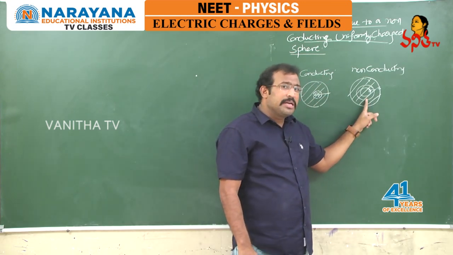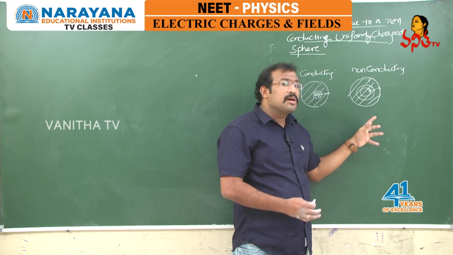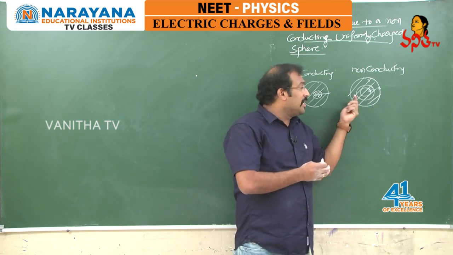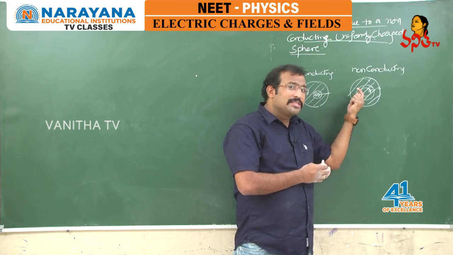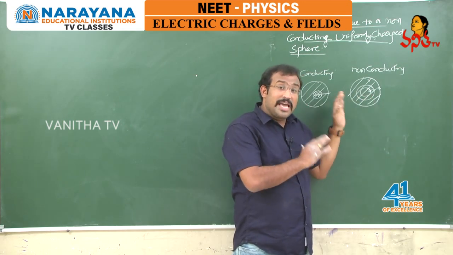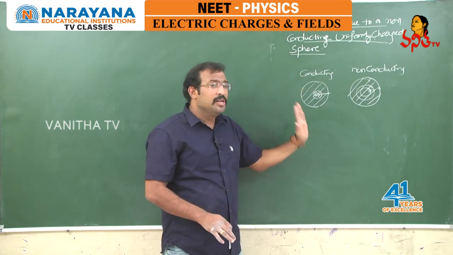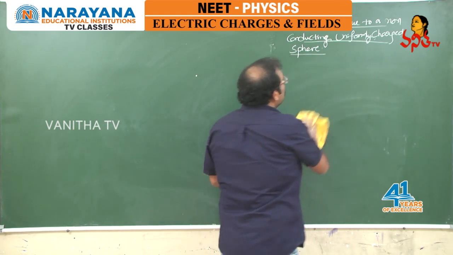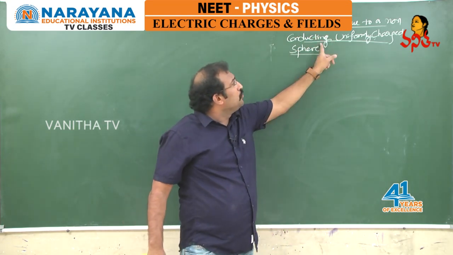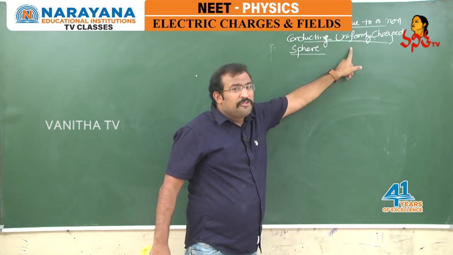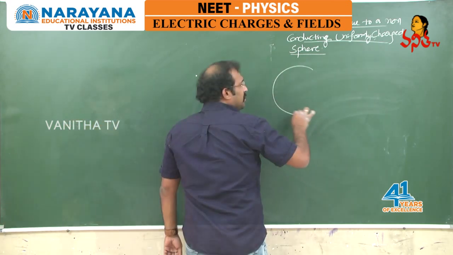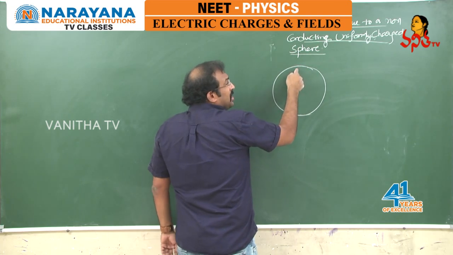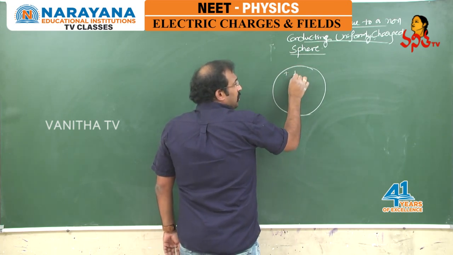But for non-conducting material, the number of conducting electrons is very small. That is the reason wherever you place an excess charge, the charge remains there as it is. That is the difference between conducting and non-conducting. Now let us see the electric field due to a non-conducting uniformly charged sphere. Consider this a uniformly charged non-conducting sphere.